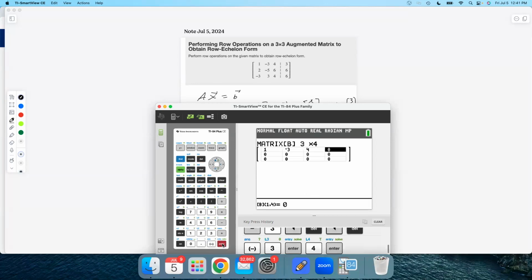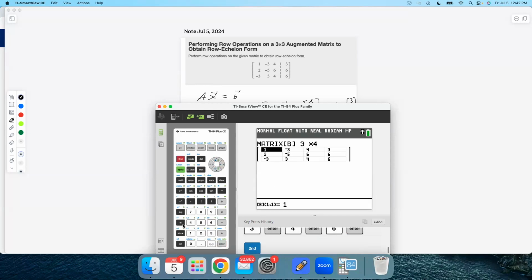4, 3. Watch what happens. It goes back to the beginning of the next row. I just keep typing. 2, -5, 6, 6. Oh, I done goofed there. That was a 6. -3, 3, 4, and 6.